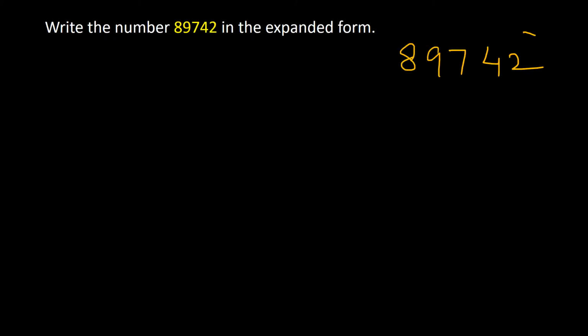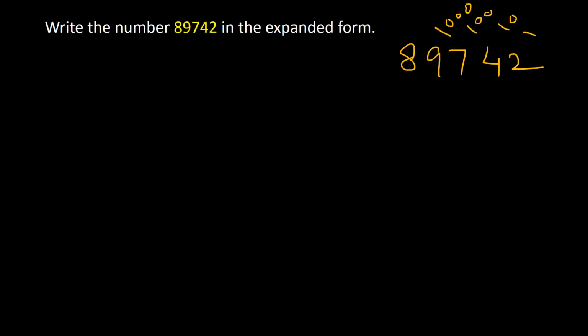The next digit is the number 4, which occupies the position of tens. So I will write 10 here. This means there are 4 tens in this number. The third digit is number 7, which occupies the position of hundreds. So I write 100 here. This means there are 7 hundreds in this number. The next number is number 9, which occupies the position of thousands. So I write 1000 here, which means there are 9 thousands in this number.